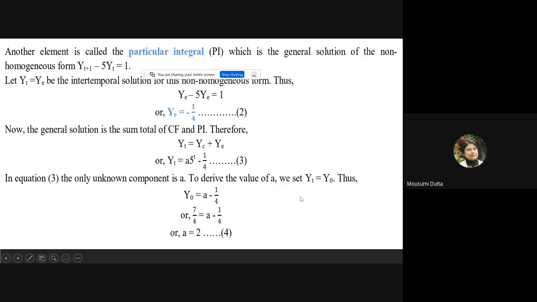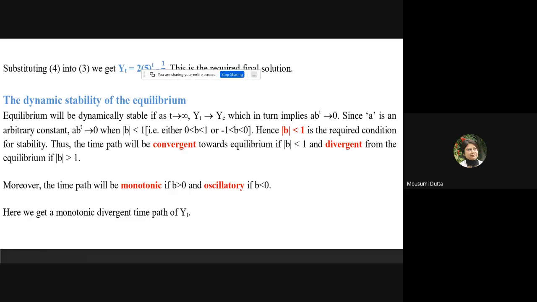So if I write the final form of the time path, it becomes yt equal to 2 times 5 to the power t minus 1 by 4. So this is the format we get.